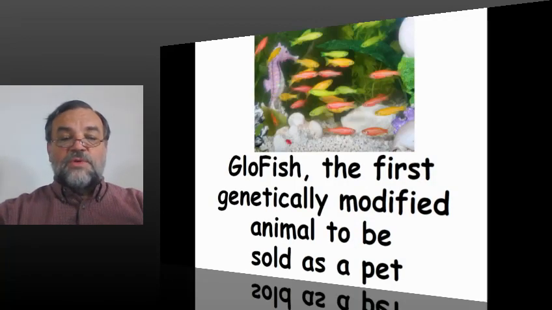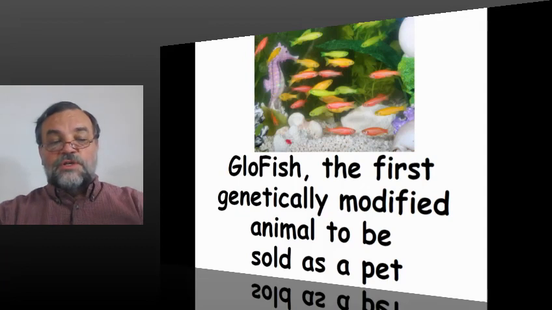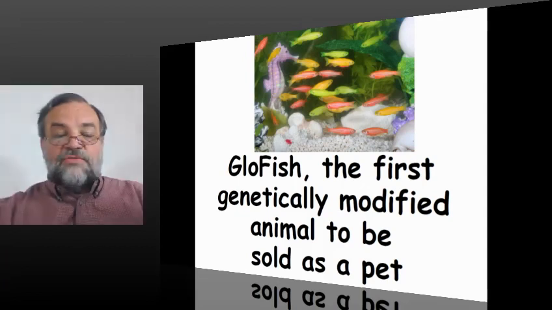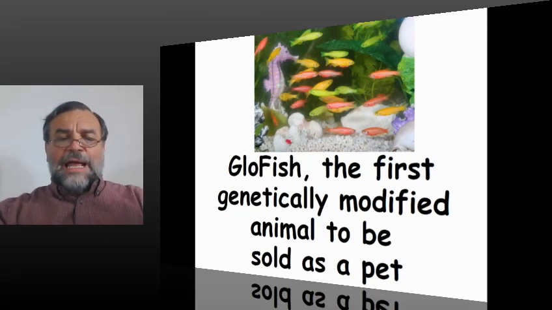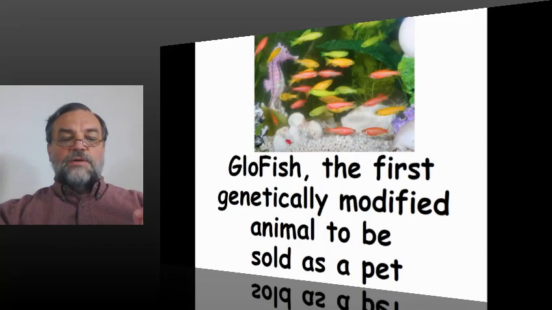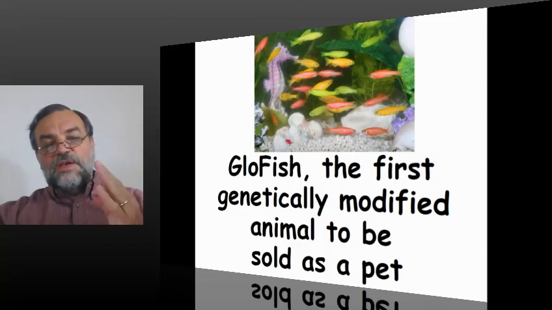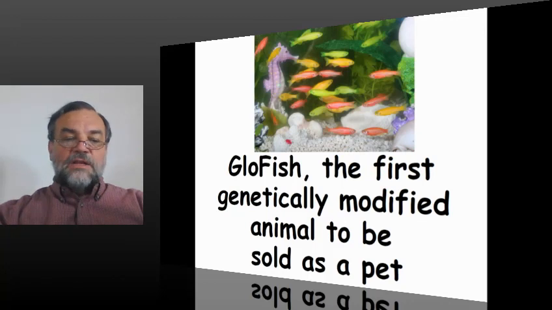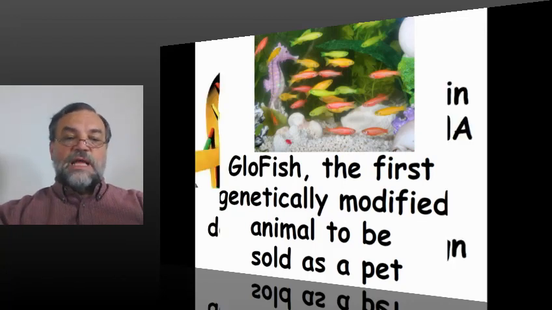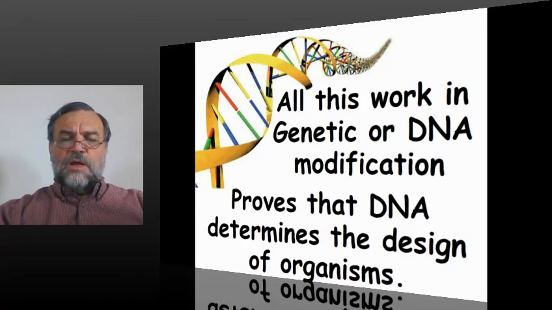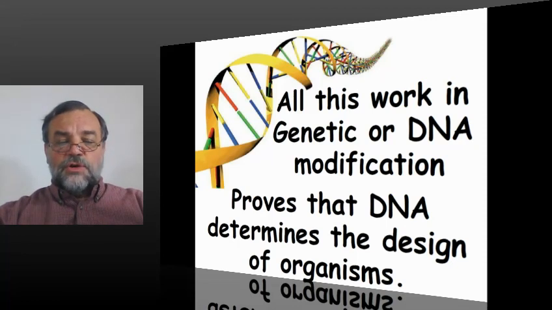We even have, as a result of this wonderful engineering, a glowfish, which is the first genetically modified animal to be sold as a pet. And I have the picture here. I don't know if you turn the lights out if they actually glow, but they're called glowfish. And that was made by moving around the base pairs in the DNA. And as we've said, the DNA determines the design. So that's what we have here, just proof that that statement is true. All this work in genetic or DNA modification proves that DNA determines the design of organisms.